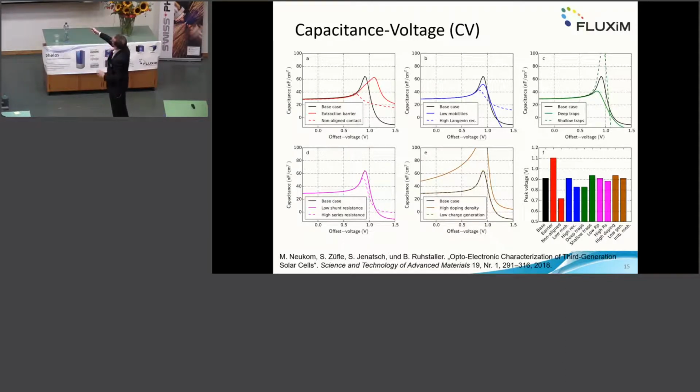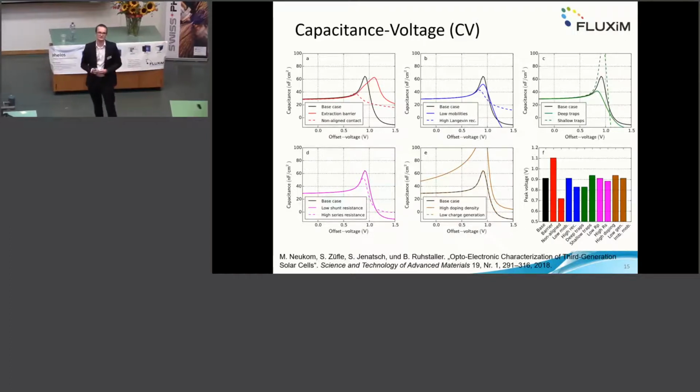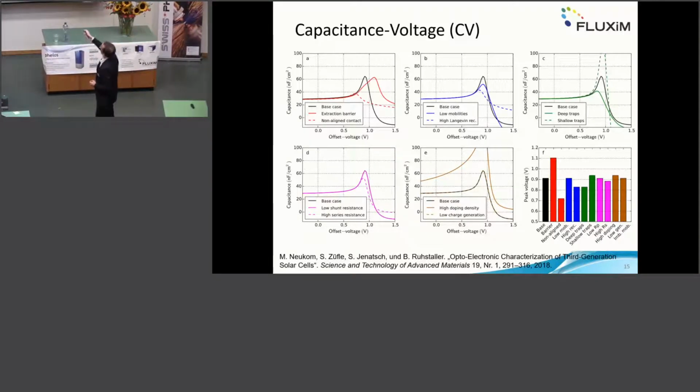Usually what you get is a peak somewhere around the built-in voltage or a bit below the built-in voltage, and then the capacitance collapses. This is also what you get here in the black case. What is interesting is that this peak is usually independent of the frequency that you use for the impedance. What you can see here is that this technique is very useful to probe contacts and injection.